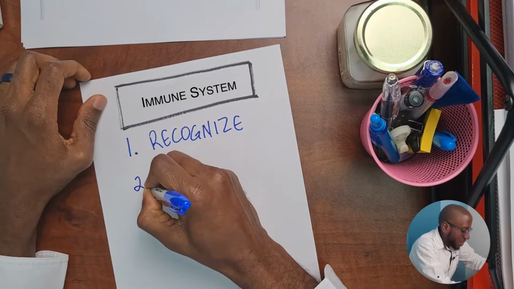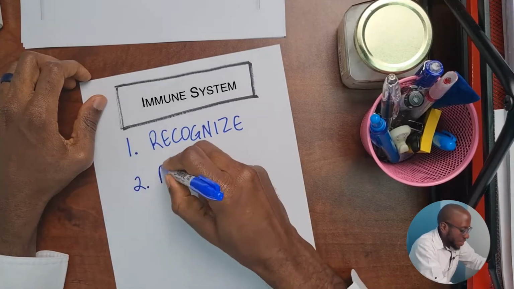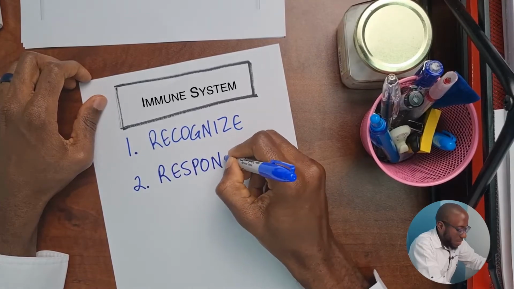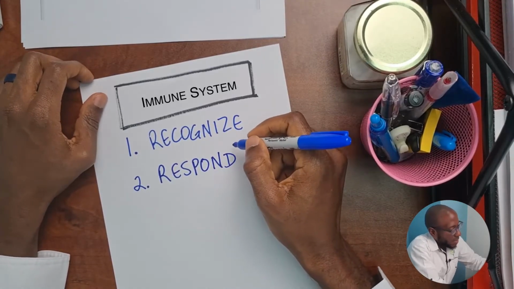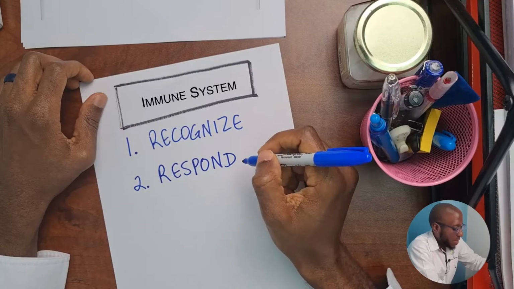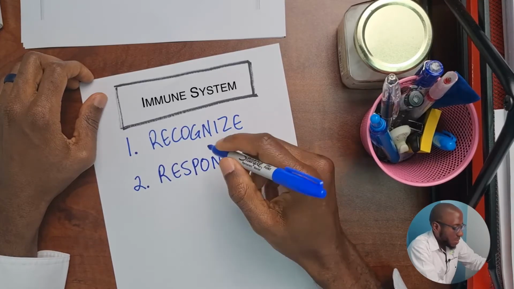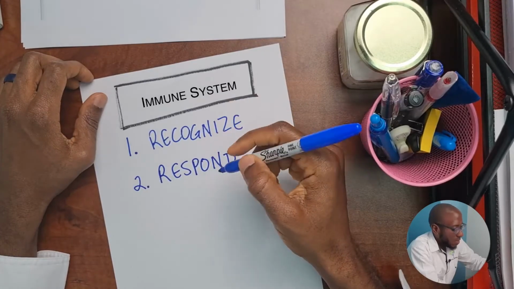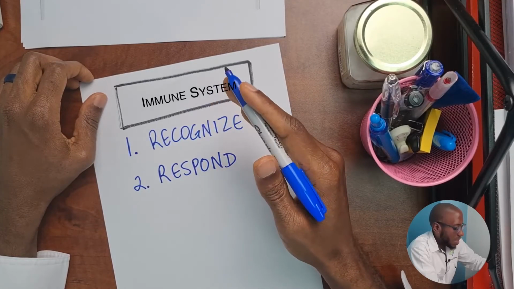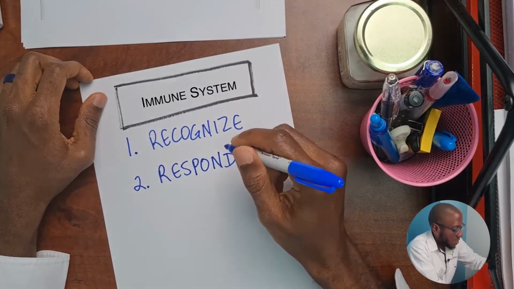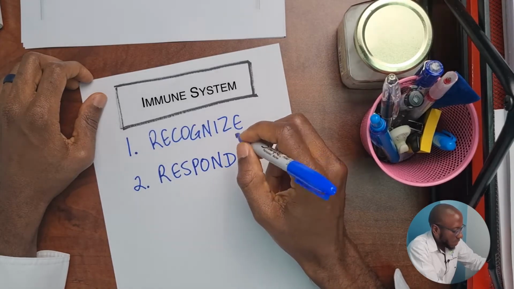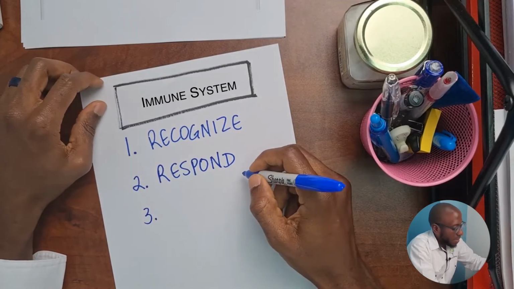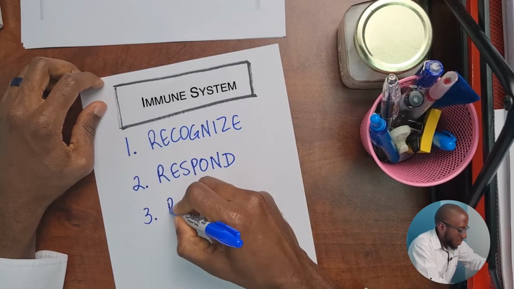And the second one is that it needs to respond appropriately. So first it has to recognize that something is wrong, and then it has to mount the appropriate response to what it has perceived is wrong. So it could be a virus, for example, it could be a bacterial infection, it could be trauma, or something that's bleeding, like an injury, and so it has to respond to that trauma appropriately. And then finally, the third thing that it needs to be able to do is to recover.